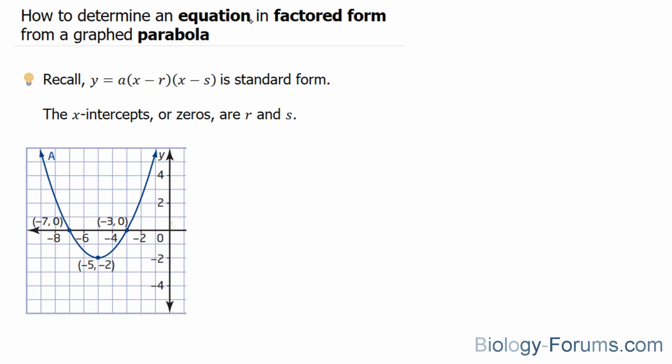In this short video, I'll show you how to determine an equation in factored form from a graph of a parabola. We've been provided a graph, and in our graph we have two very important pieces of information. One, we have the roots, and two, we have the vertex. Now recall that the template of factored form looks like this, where R and S represent your x-intercepts or roots, and A represents the opening, the stretch, or the compression.